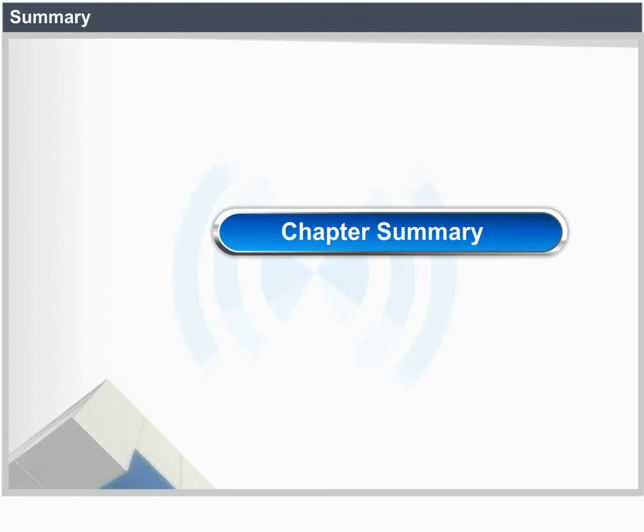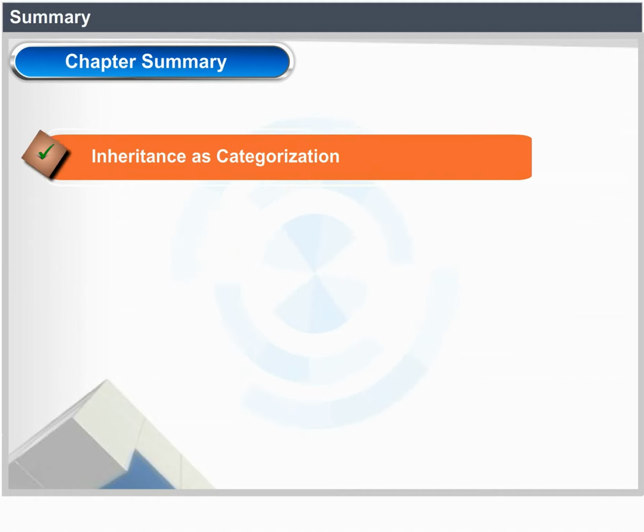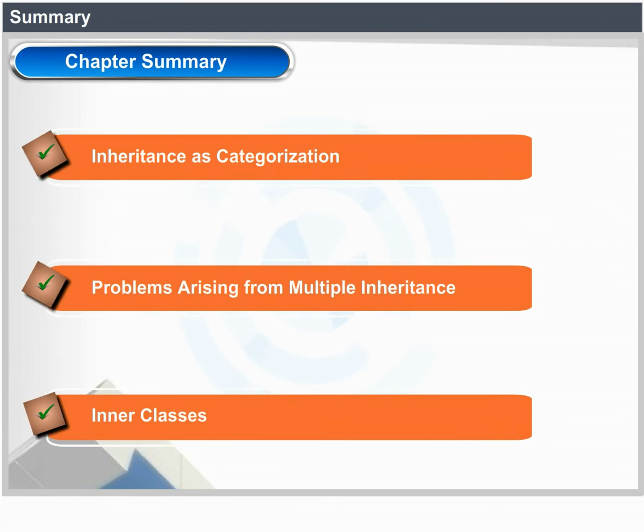Summary. Chapter summary: inheritance as categorization, problems arising from multiple inheritance, and inner classes.